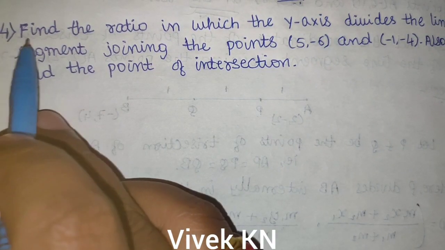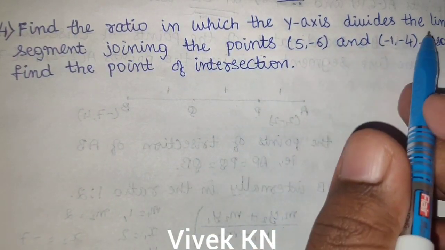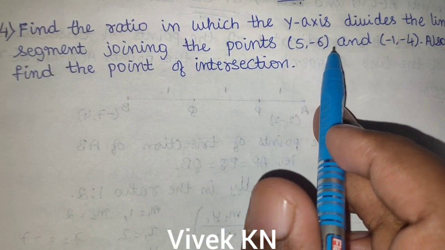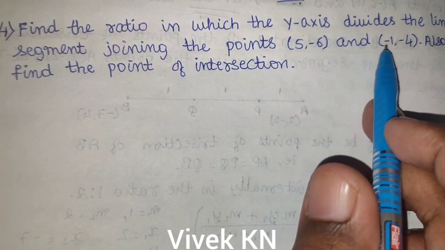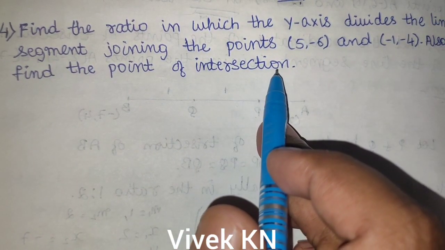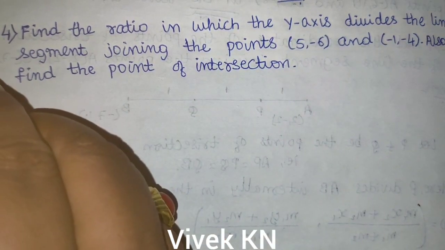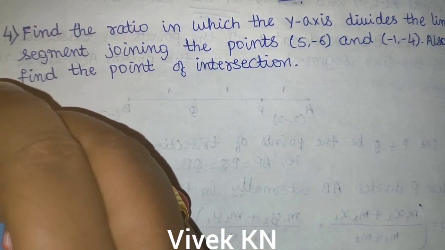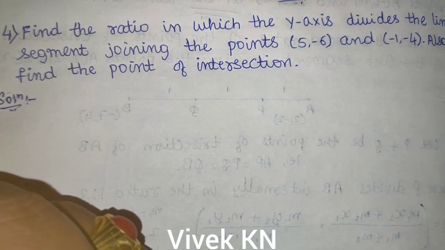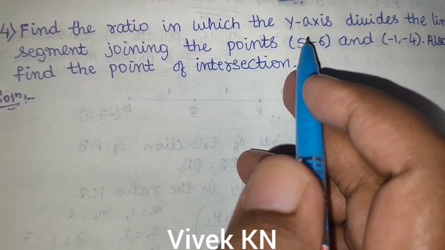Fourth question: find the ratio in which the y-axis divides the line segment joining the points (5, -6) and (-1, -4). Also find the point of intersection. So let's solve this problem. Solution. We know that a point on the y-axis is of the form (0, y).